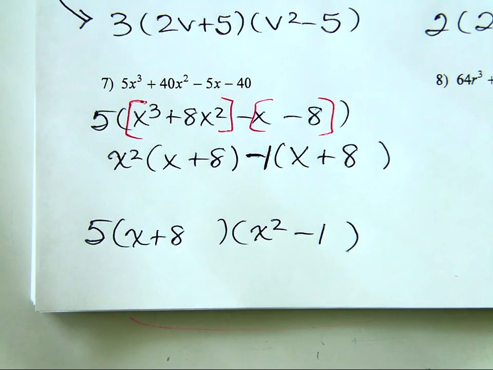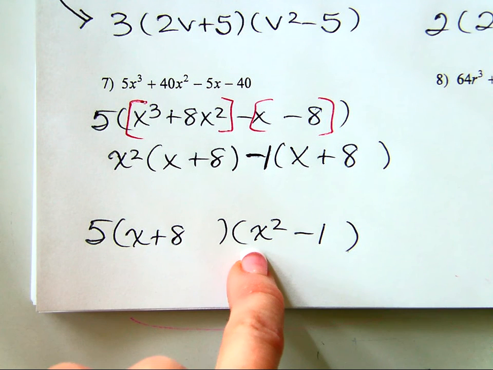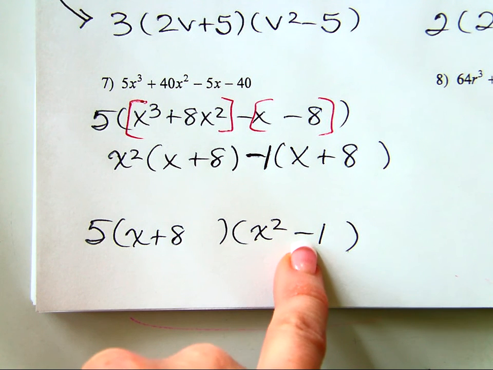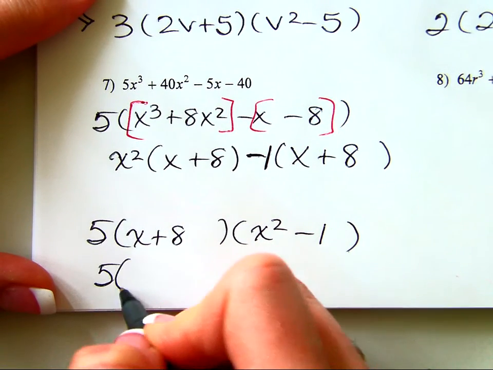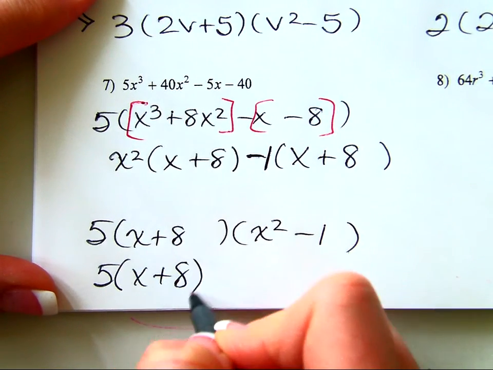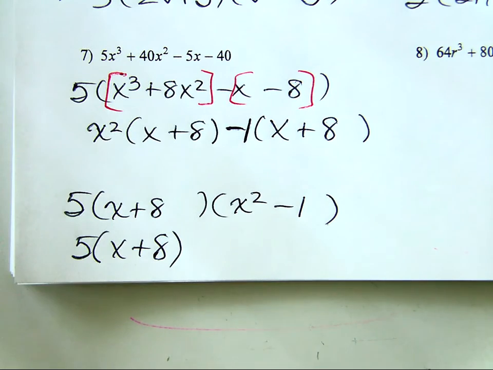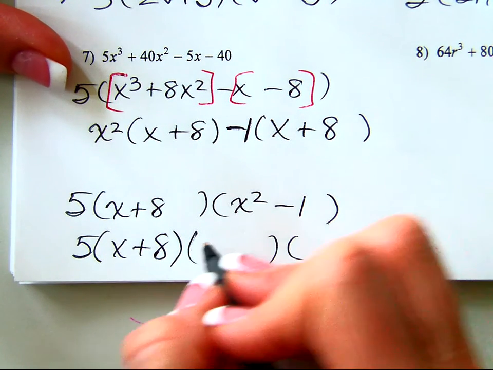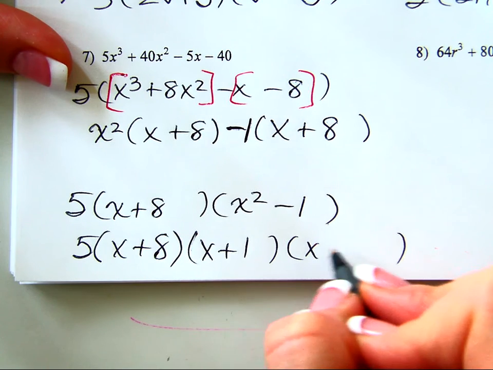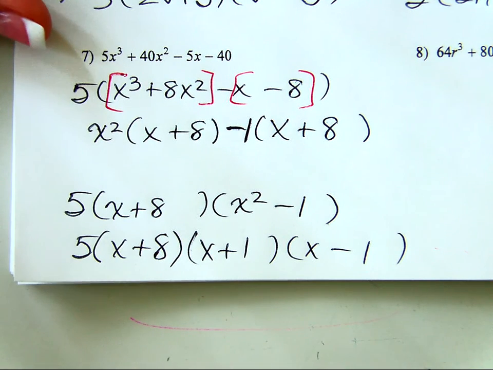Now, I've been telling you this whole time, be a detective. Look for something that can be factored further. Is that a perfect square? Yes. Is that a perfect square? Yes. So, this is fine. But that is a special case that I got by multiplying an x plus 1 times an x minus 1. Right?